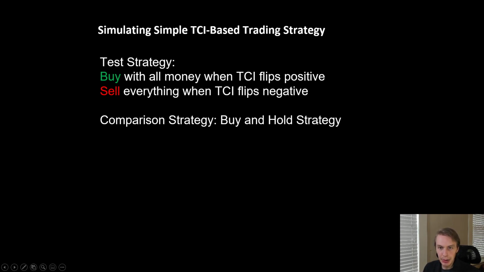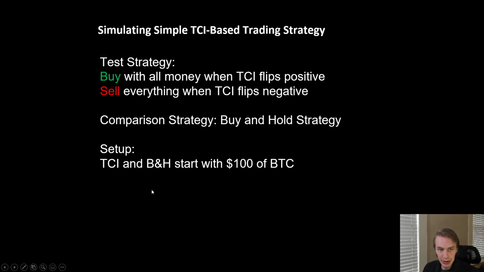Oftentimes buy and hold strategies do beat more active strategies, so if you're going to use a more active strategy, you want it to be better than this alternative. So the setup I'm going to be using for this test is that both players, the person using the TCI based strategy and the person using the buy and hold strategy, are going to start with $100 worth of Bitcoin. This person's going to be buying and selling based on TCI level. This person's going to be holding, doing nothing.